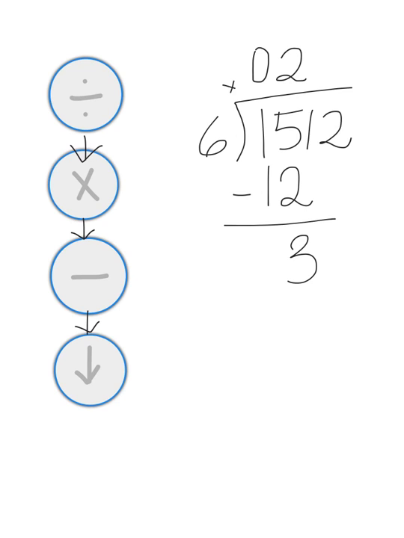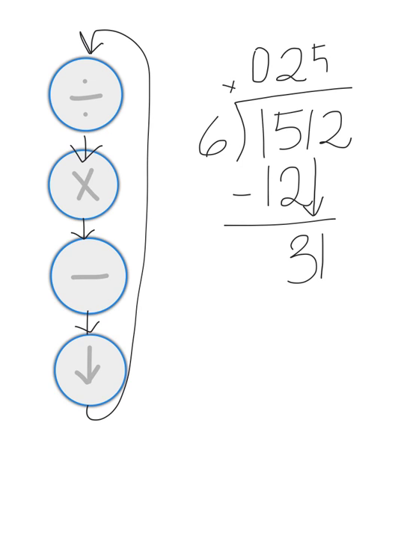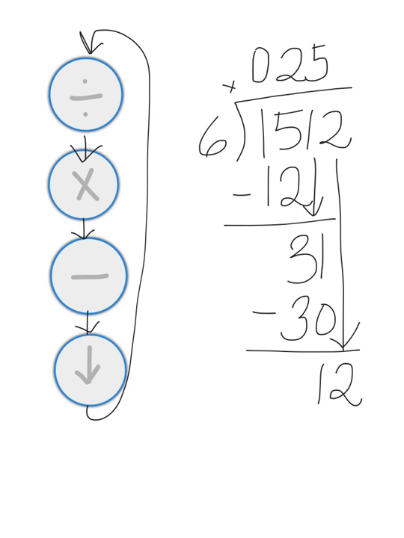Now I'm going to bring down my next number, 31. 6 goes into 31 5 times. What I just did was I repeated. 6 goes into 31 5 times. 5 times 6 is 30. 31 minus 30 is 1. Bring down my 2. 6 goes into 12 twice. So my three-digit quotient is 252.